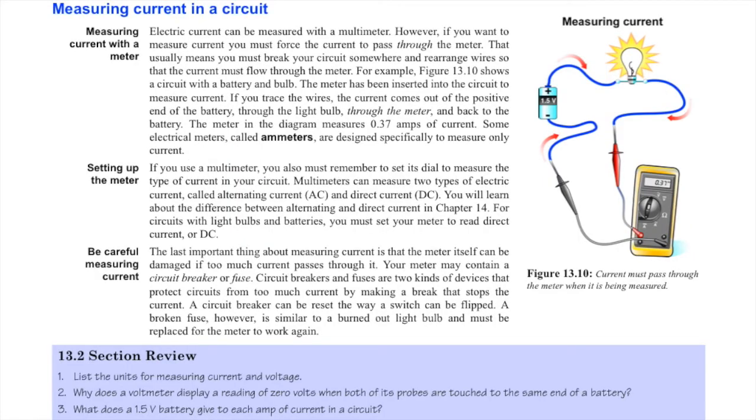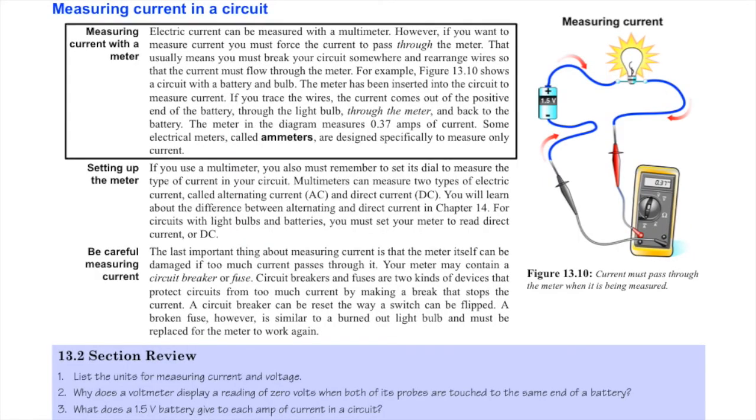Measuring current in a circuit. Measuring current with a meter. Electric current can be measured with a multimeter. However, if you want to measure current, you must force the current to pass through the meter. That usually means you must break your circuit somewhere and rearrange wires so that the current must flow through the meter. For example, figure 13.10 shows a circuit with a battery and a bulb.